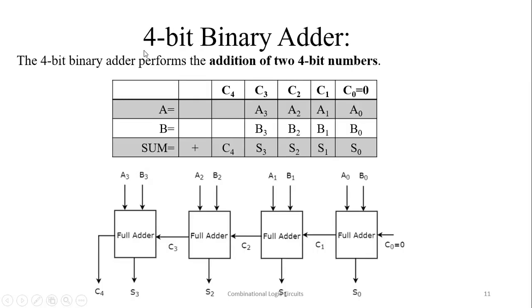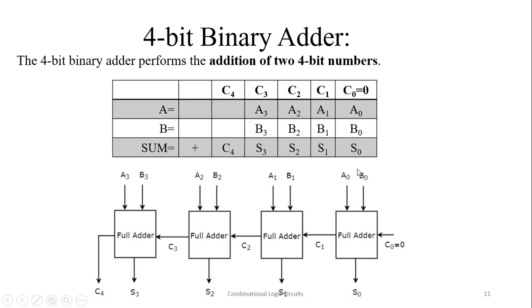A 4-bit binary adder. This is an example of a binary adder. The 4-bit binary adder performs the addition of two 4-bit numbers. A is a 4-bit number, B is a 4-bit number, and this is the sum when we add. In the first case we have carry 0. So this is the first full adder, this is the second full adder, this is the third full adder, and this is a full adder.